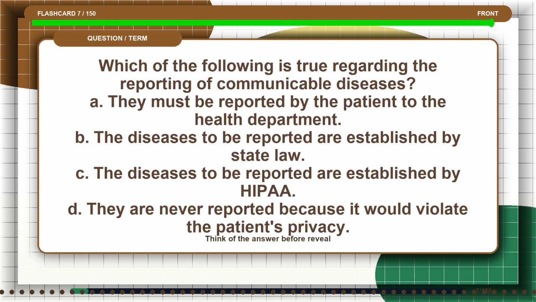Flashcard 7. Which of the following is true regarding the reporting of communicable diseases? A. They must be reported by the patient to the health department. B. The diseases to be reported are established by state law. C. The diseases to be reported are established by HIPAA. D. They are never reported because it would violate the patient's privacy. Think of the answer before the reveal.